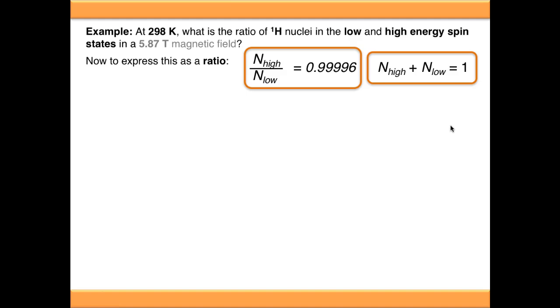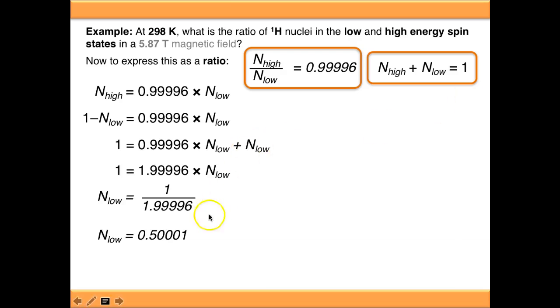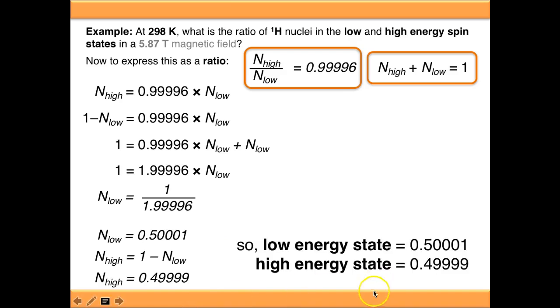So now if we want to express this value as a ratio, we can simply rearrange the equation. We know that n high over n low equals 0.99996. We also know that n high plus n low must equal 1, because that's our entire sample size. So by rearranging the equation as follows, we end up with n low equals 0.50001. n high must equal 1 minus n low, so therefore n high equals 0.49999. So we can actually think about this as the low energy state being 50.001% and the high energy state being 49.999% of the nuclei.